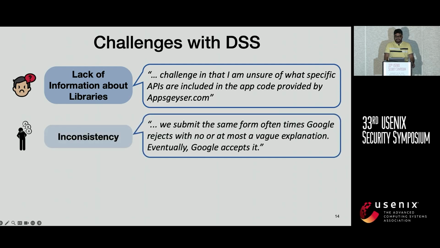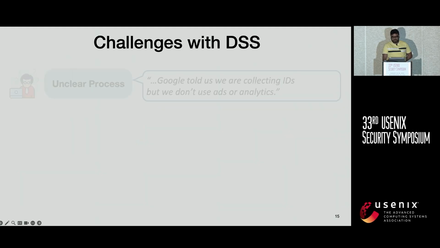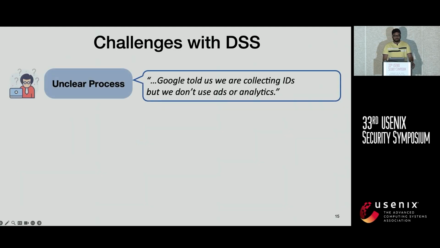They also reported inconsistency in the review process as one of the major challenges, with one developer describing, "We submit the same form, oftentimes Google rejects it, and then eventually they accept it." Some developers also had issues due to English not being their first language. Developers also get confused with Google's review process, finding it unclear and the explanations vague.